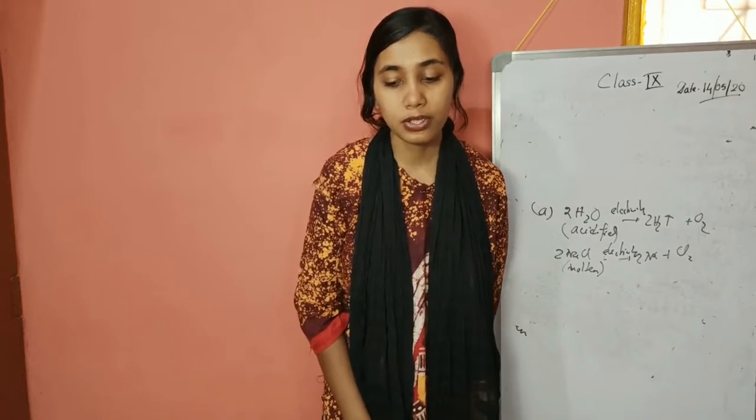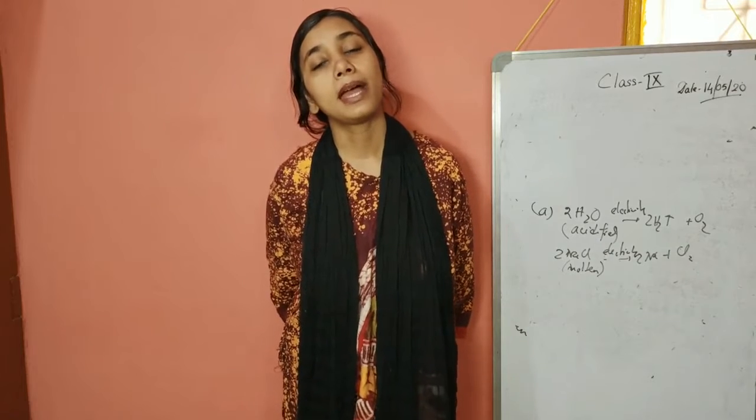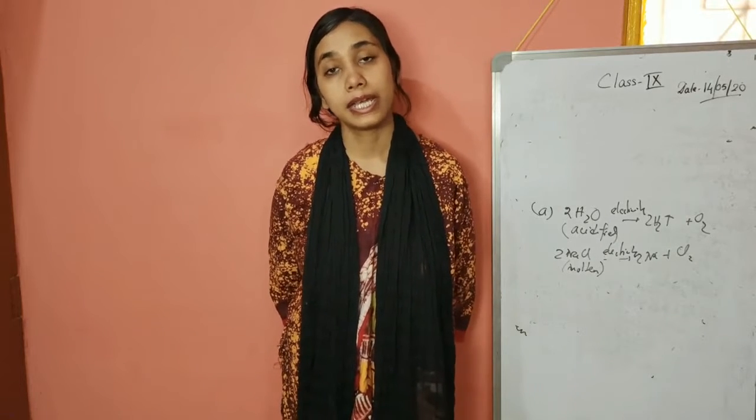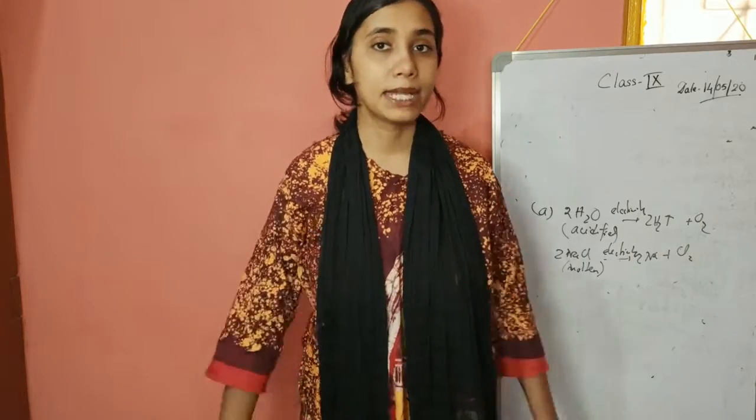Second is sodium nitrate solution and sodium sulfate solution. Now here cations are the same and anions are different, nitrate and sulfate. So when they are like this combination, the best is adding barium chloride.